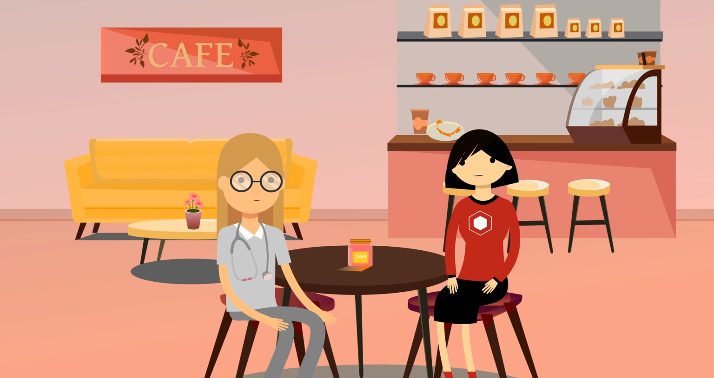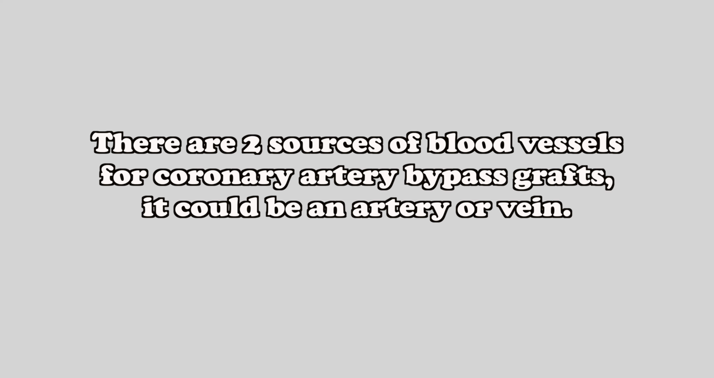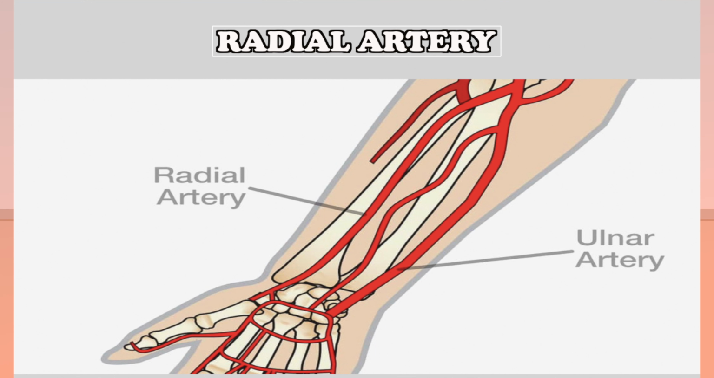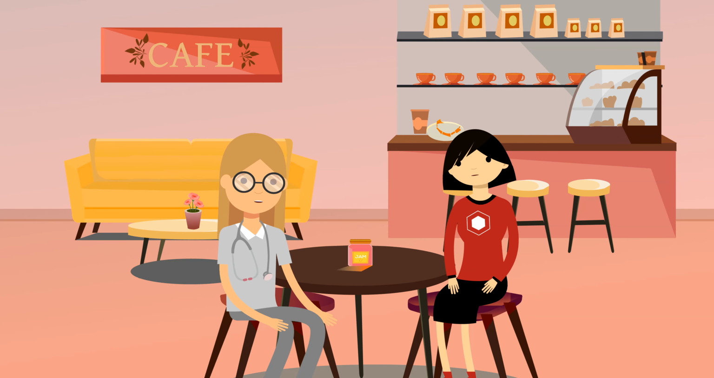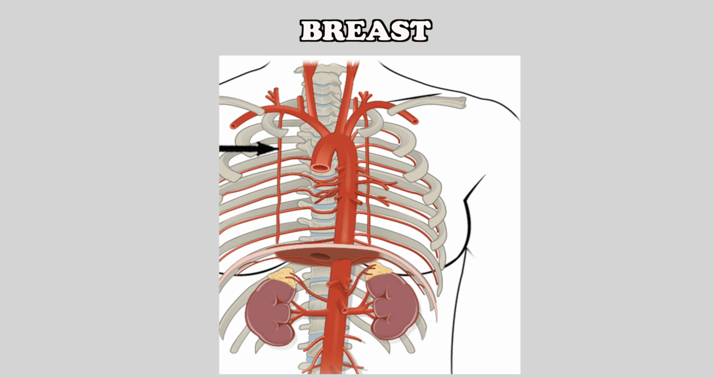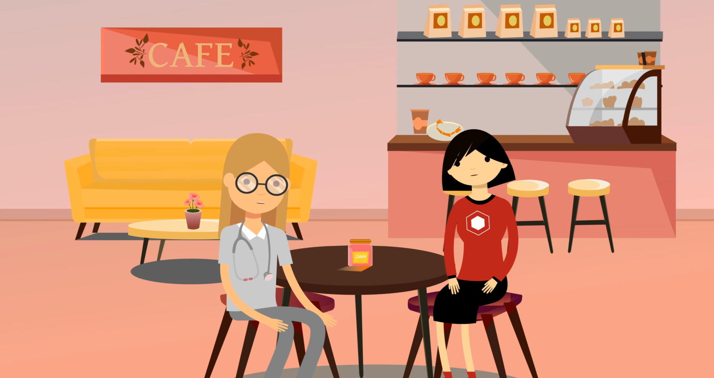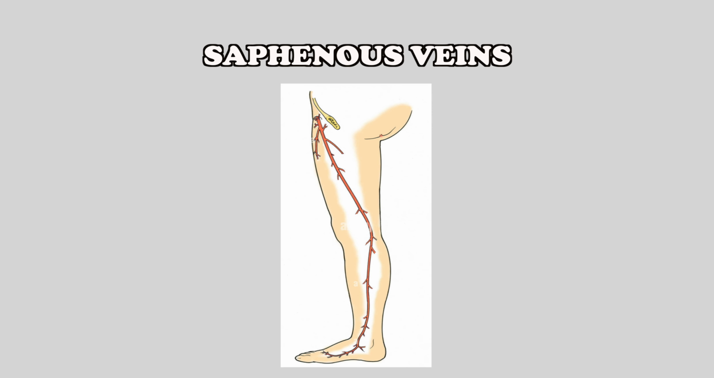Where do you get the blood vessel to use for the bypass? There are two sources of blood vessels for coronary artery bypass grafts. It could be an artery or vein. The arterial graft sources are the internal thoracic artery and the radial artery. Internal thoracic arteries are also called internal mammary arteries. They supply blood to the breast and the anterior chest wall. The vein graft sources are the saphenous veins. Saphenous veins are the veins in your legs.